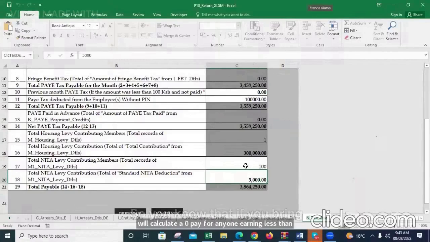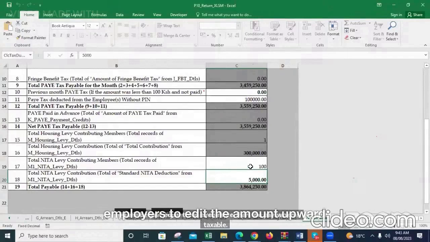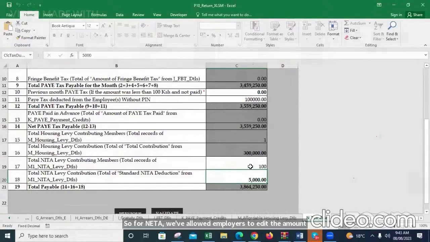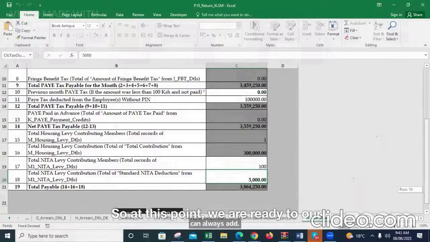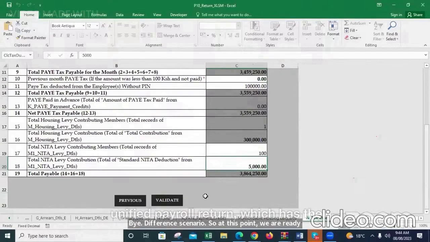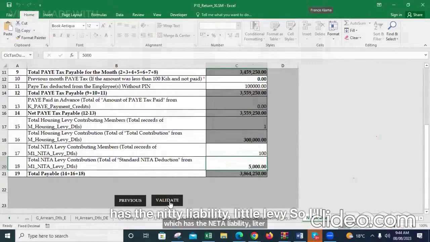So it's not that if you bring someone earning 24,000, there will be some tax to pay, because the relief will be equal to or even more than the pay which is taxable. For NITA levy, we've allowed employers to edit the amount upward but not downward. The minimum amount is the one from sheet B and C, but you can always add for different scenarios. So at this point, we are ready to file our unified payroll return, which has the PAYE component, the housing levy component, and the NITA levy component.